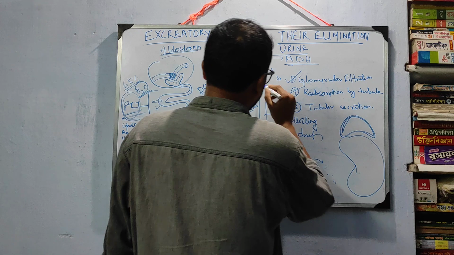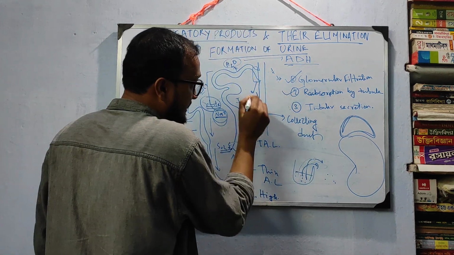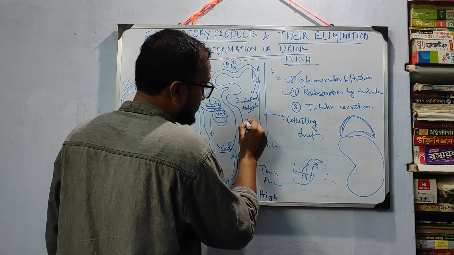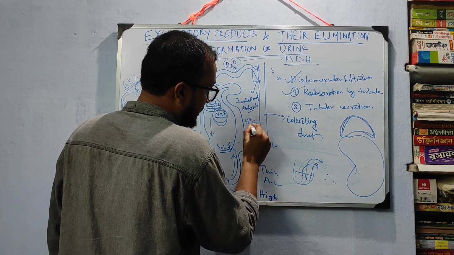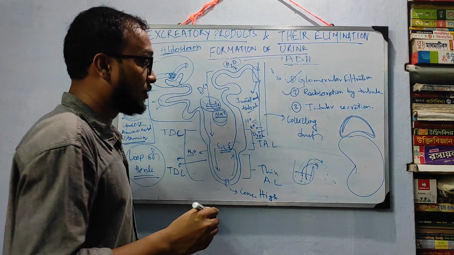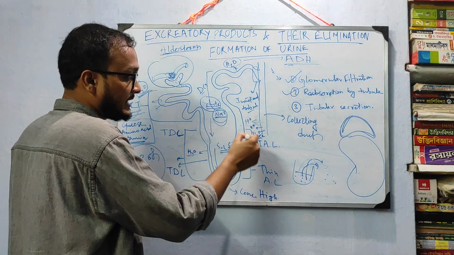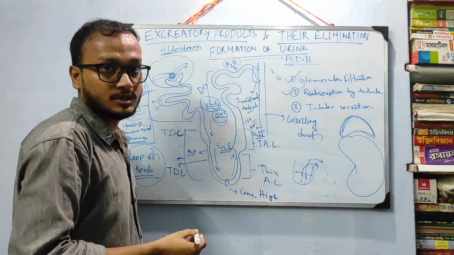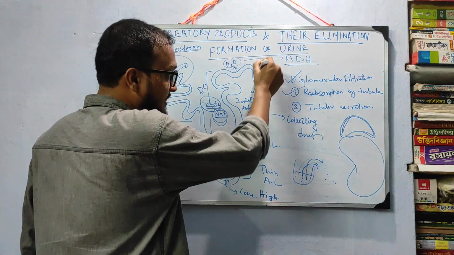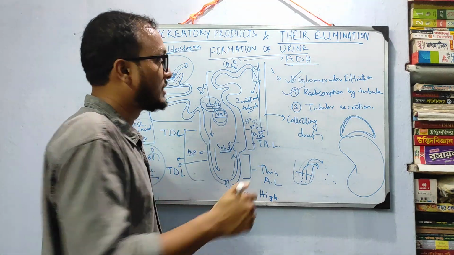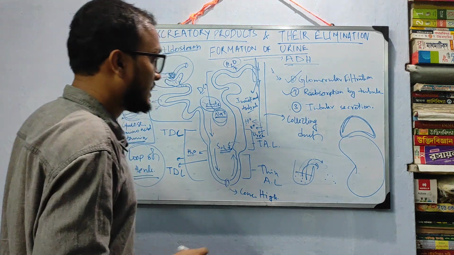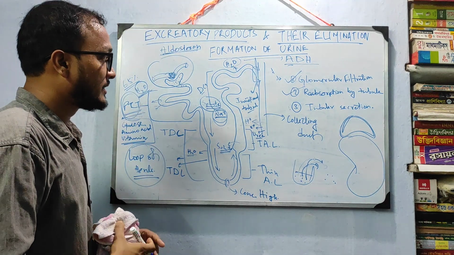So reabsorption in the tubule will be up to this portion. Now in the collecting duct portion, again some substances will be absorbed: hydrogen ion, potassium ion, and a small amount of urea. These will get absorbed again in the collecting duct, and then it will form the urine. In the collecting duct portion, you can say the first urine will be formed. Up to this portion, it is known as filtrate or primary urine. Understood? That is tubular reabsorption.